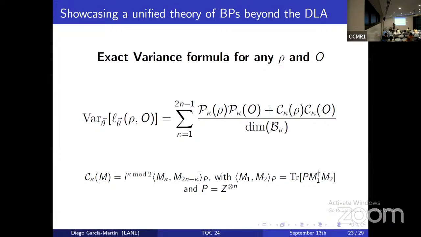And then we have these other terms. I'm not going to explain them in detail. I'll just say that these C_k's correspond to covariances that appear. And I'll just say that they can only appear between modules that are isomorphic to each other.